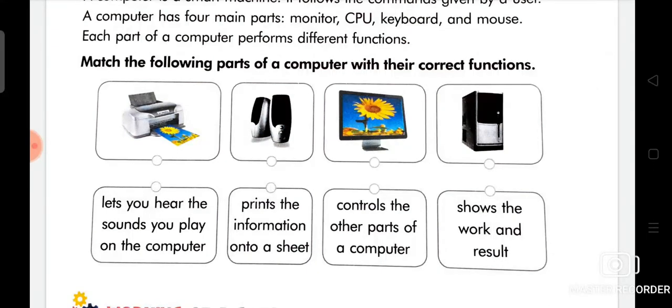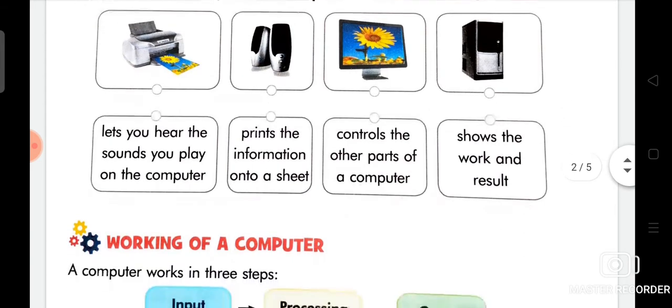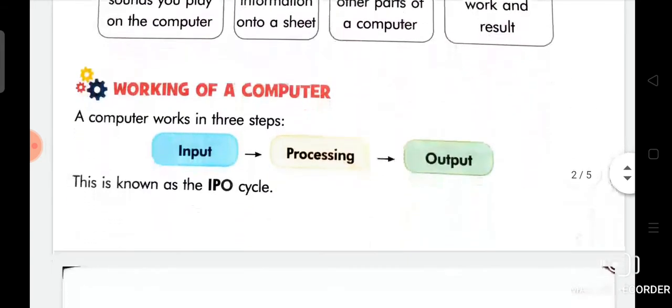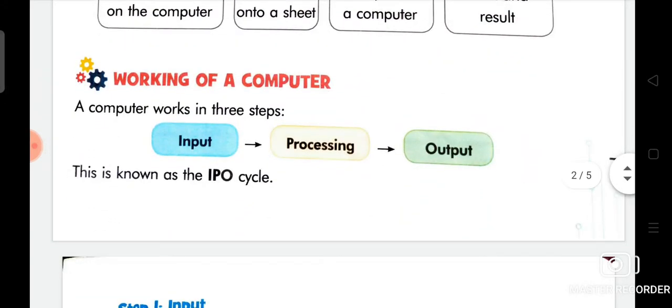What is the full form of CPU? It is Central Processing Unit. Shows the work and result: it is the desktop.